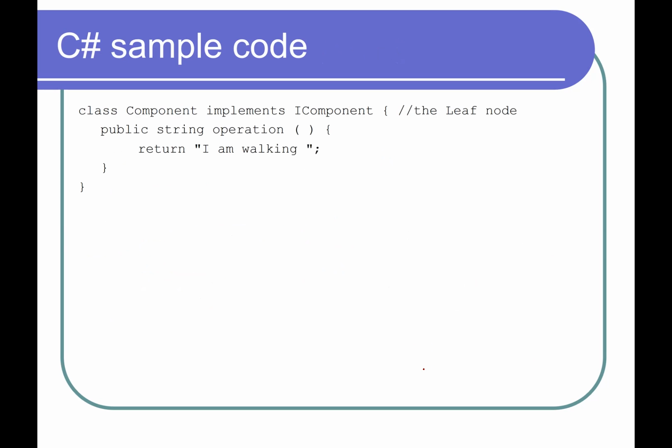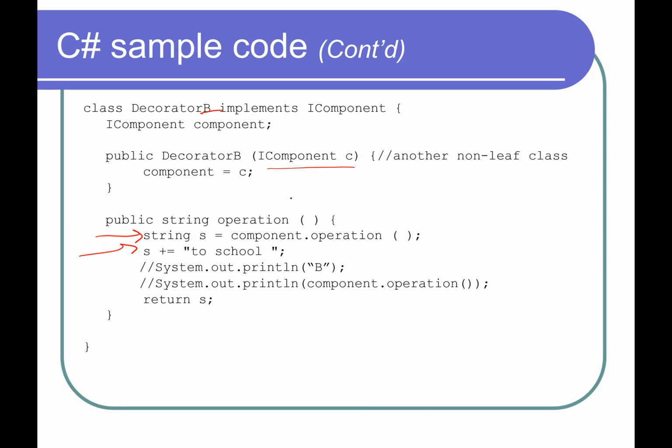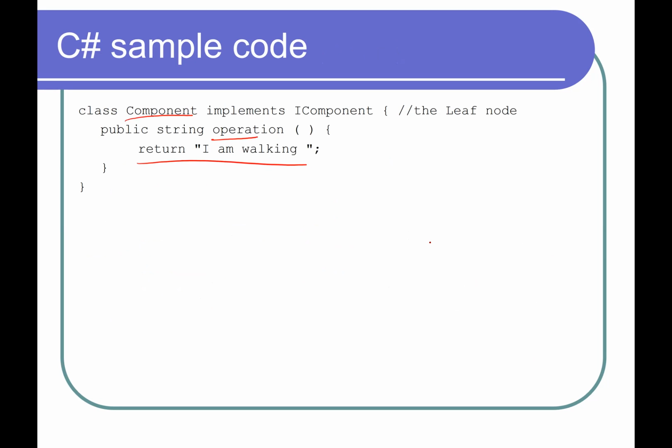Finally, I have my leaf node, which I happen to call component, and its operation prints out I am walking. Notice a couple of things. First of all, it doesn't take anything in its constructor. It doesn't even have access to another component in line, and it doesn't really care. Another thing you need to notice is that it doesn't have this line saying to whatever comes next, do your part. It just prints out the string, and that's it.